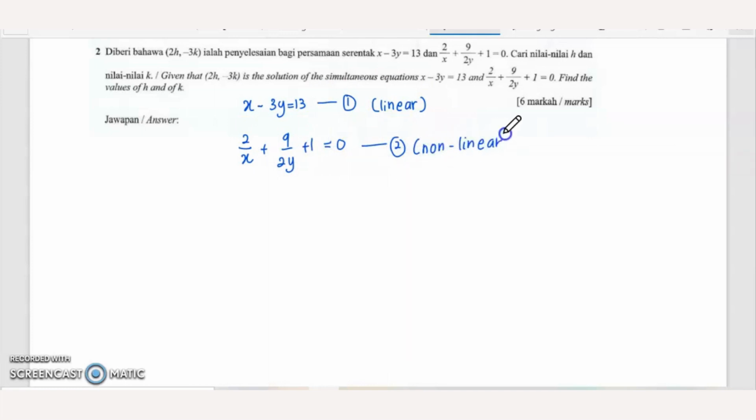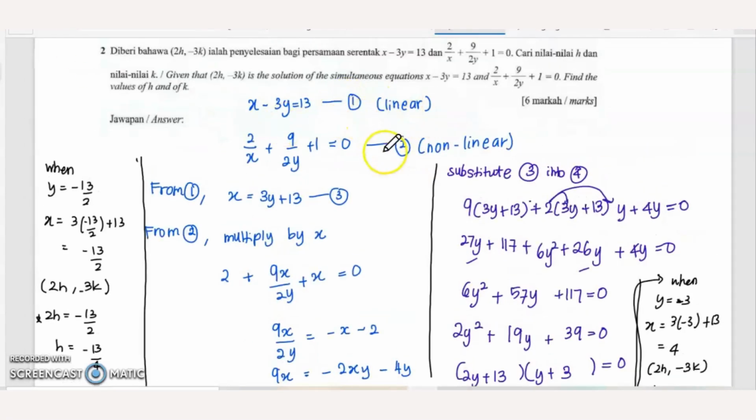So you have to solve this to find the values of x and y, and then you equate to the expression 2h for x and negative 3k for y. So we get the value of h and the value of k. This one is the linear equation and then the nonlinear. From 1, kita akan ambil linear equation sebagai subjek, itu syarat dia untuk mudah jawab soalan simultaneous. So from 1, we make x the subject. And from 2, awak kena jadikan this equation dalam keadaan yang mudah.